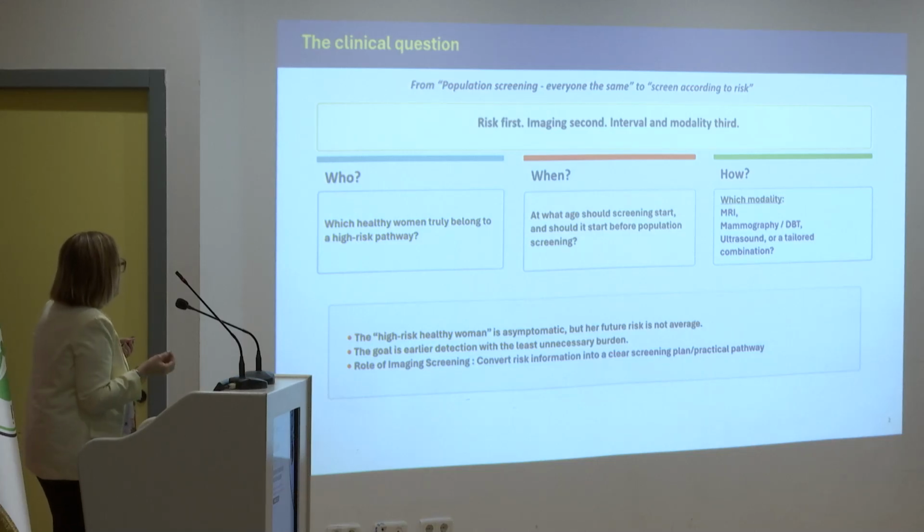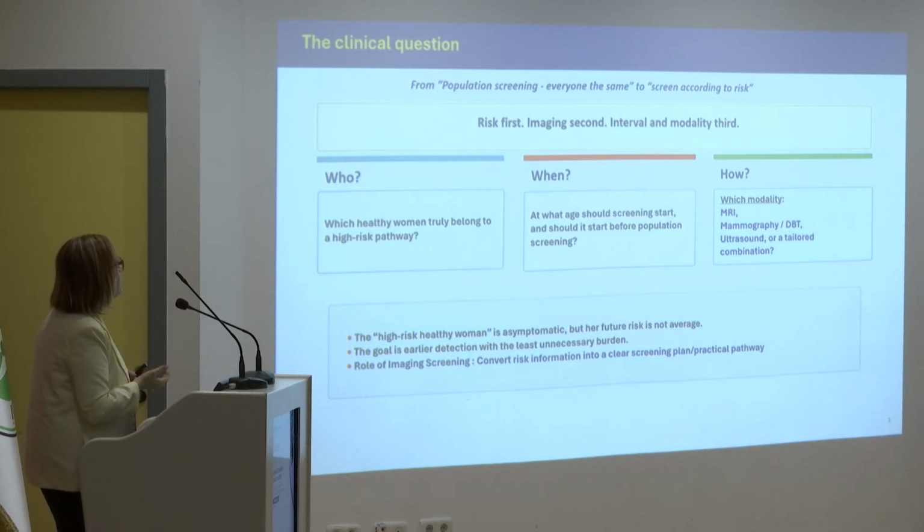which healthy women truly belong to a high-risk pathway, at what age should screening start, and should it start before population screening? And the imaging: which imaging? MRI, mammography, DBT, ultrasound, or a tailored combination. And why? Because the high-risk healthy woman is asymptomatic, but her future risk is not average, which is the most important. And the goal is earlier detection with the least unnecessary burden.